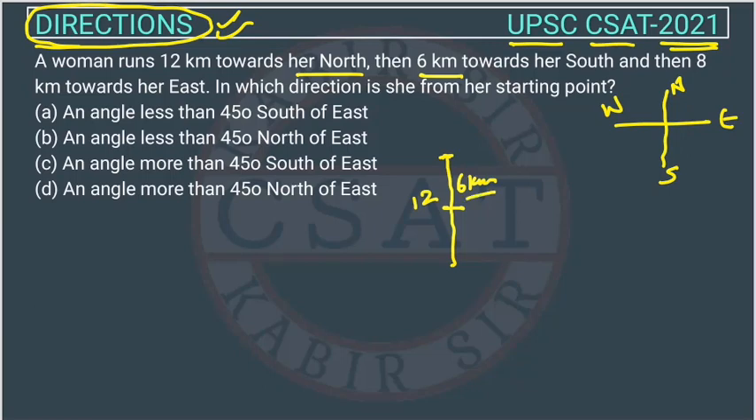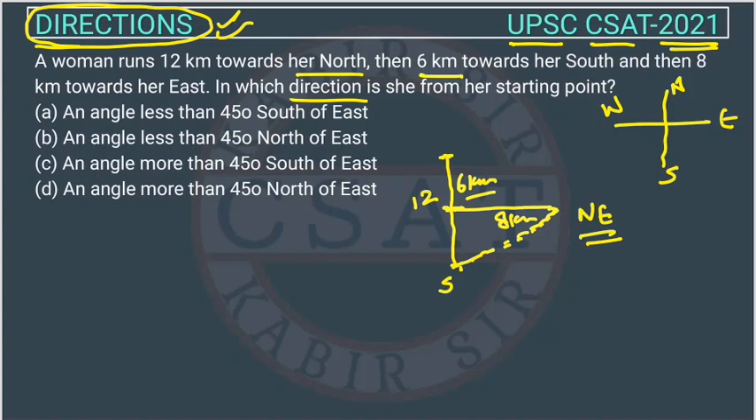And then 8 km toward her east. Now going towards east, 8 km. In which direction is she from her starting point? The question is asking, this is the starting point, so how far is she from the starting point? This will be the distance. They are asking the direction, so this direction will be the northeast direction. From the starting point, she is in the northeast direction.